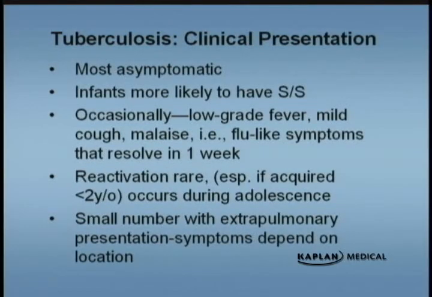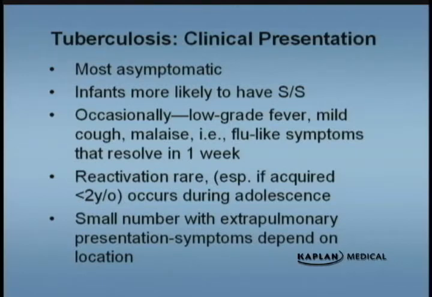Most children will be asymptomatic with TB. Infants less than 1 year of age are more likely to have signs and symptoms, and it occurs early on. Occasionally, you can have low-grade fevers, cough and malaise, and then they get better. Reactivation in children is rare, but if it does occur, you can count on it happening around adolescence.